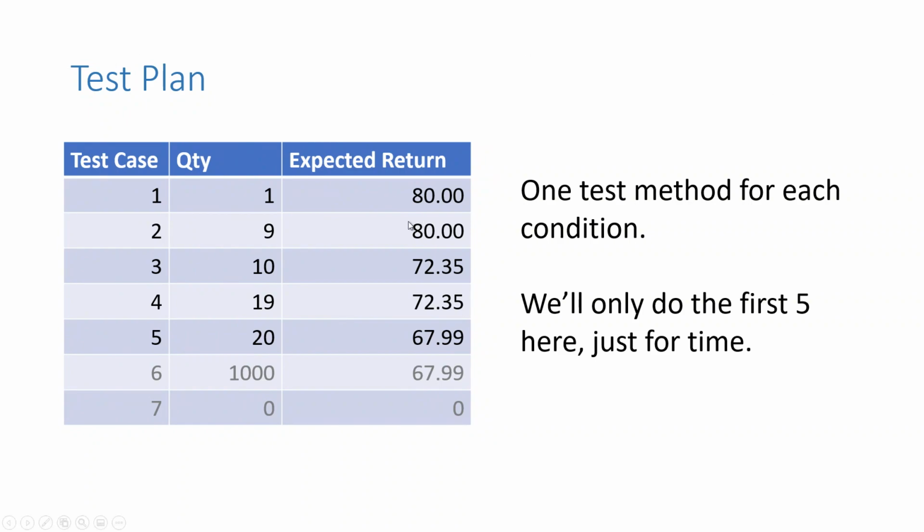And so we know we've got this first test case where quantity is 1, expected return is 80. Now we're going to clone that first test case to create these other 4 test cases that we're going to do. And remember, we're leaving off 6 and 7 just as a matter of time right now.